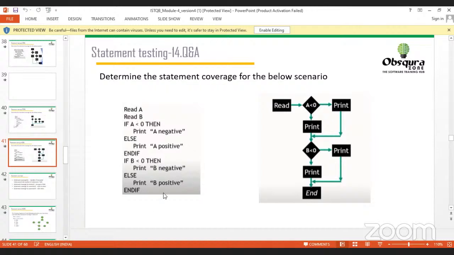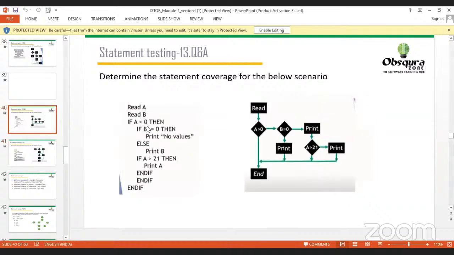In this case, it is an unnested if and it has else statements also. But in this case, what happens? Before starting this if statement, there is no end if, right? So this is a nested if statement. Is it clear? The difference between nested if and unnested if? Yes. Okay, thank you.